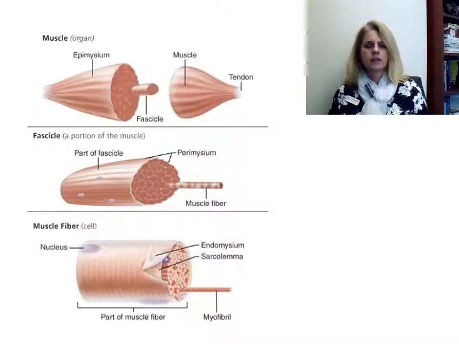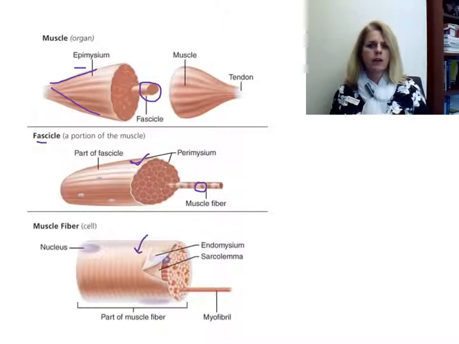So let's look at the muscle, and then let's go down. We're going to talk about the smaller and smaller parts. Just as a reminder, you have your big muscle, surrounded by an epimysium. You can take out one bundle, or fascicle. Each fascicle is surrounded by a perimysium. We can take out one muscle fiber, which is a muscle cell, and it is surrounded by an endomysium.